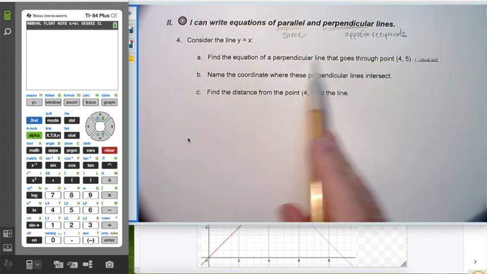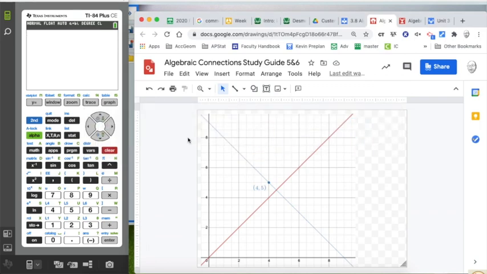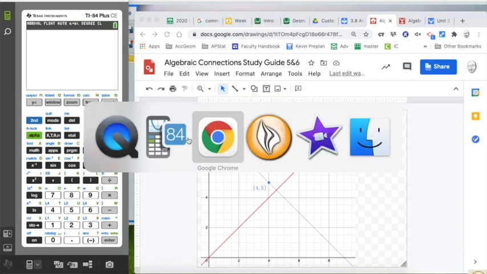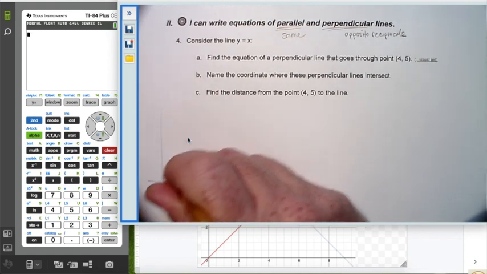So, let's consider the line y equals x and a point 4, 5. Here's a picture of what it should look like. If you click on that little hyperlink, you'll get the same picture. What we're going to try and do is find the equation of that blue line, and we are going to find the intersection point and then calculate the distance.